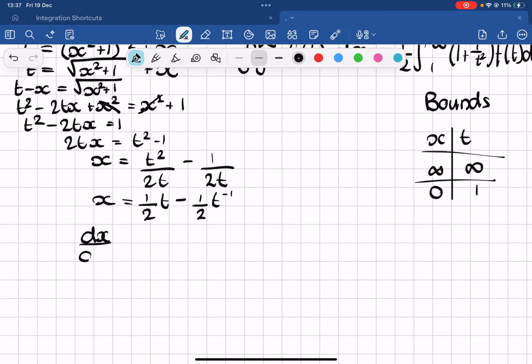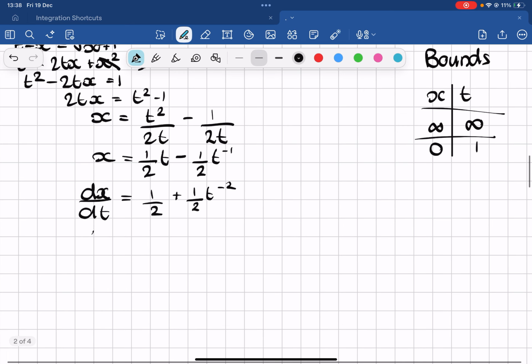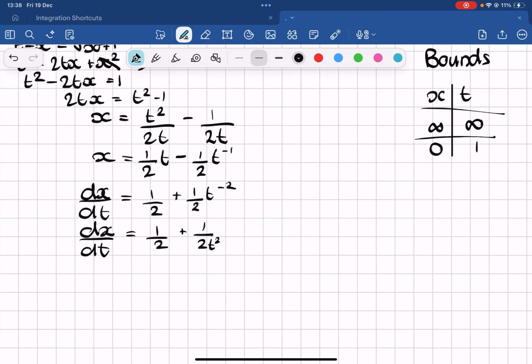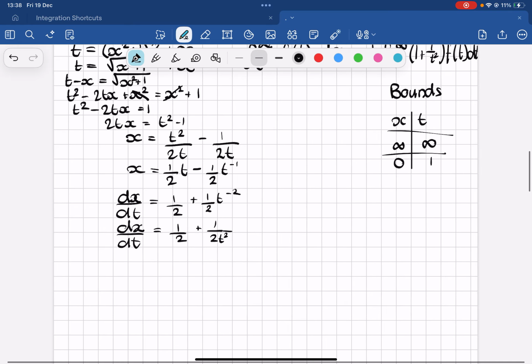dx over dt equals a half plus a half over 2 to the minus 2, which can be written as dx over dt equals a half plus a half over t squared. Let's factorize out a half: 1 plus 1 over t squared. Now that's all good.